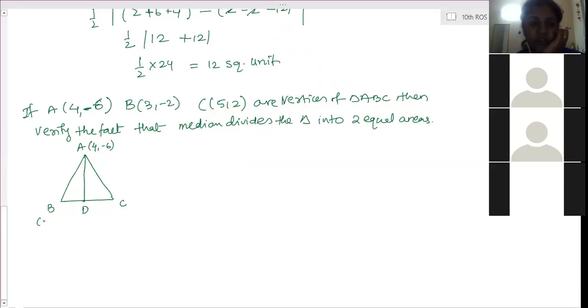4, minus 6; 3, minus 2; 5 and 2. So the coordinates of D will be (3 plus 5) by 2, 8 by 2 is 4, and (minus 2 plus 2) by 2 is 0, so 4 comma 0. So find out ADB's area and ADC's area and show that they are equal.